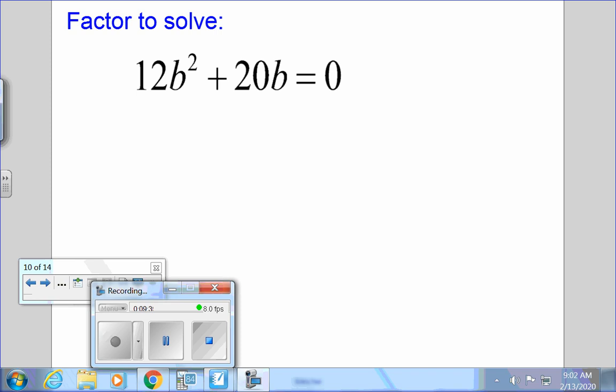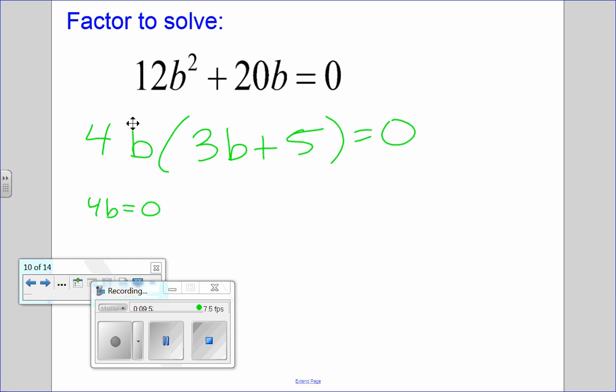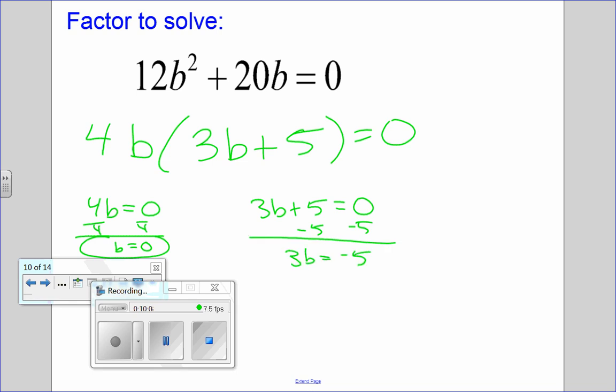Alrighty, what number did you guys choose to pull out front? A b. A b is correct. There should be a number with it. A 4. Leaving you with a 3b plus 5. So now you set your 4b equal to 0. And then we've got our 3b plus 5 equal to 0. Divide both sides by 4, so b equals 0 is your first answer. Subtract 5 over and divide both sides by 3, and negative 5/3 is your other answer.